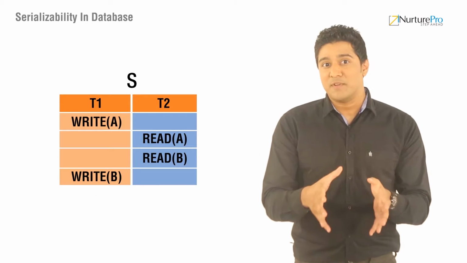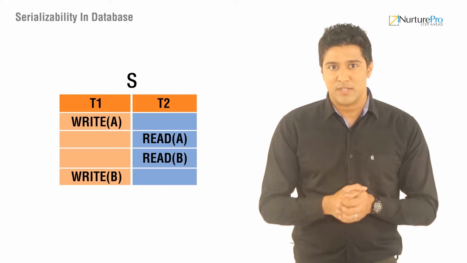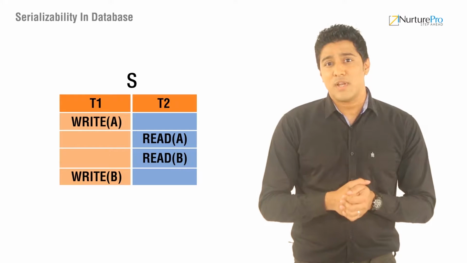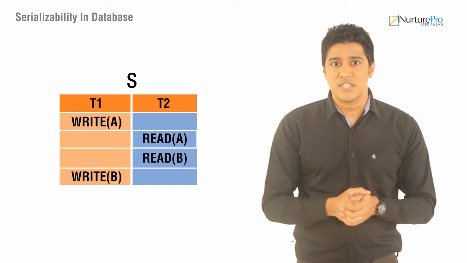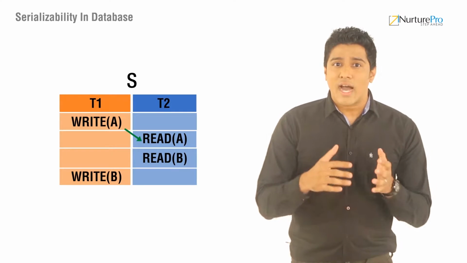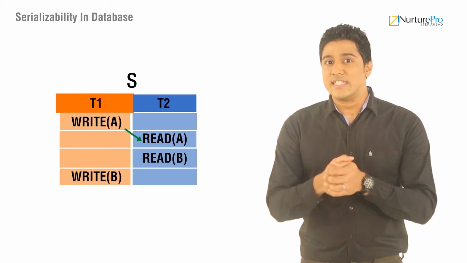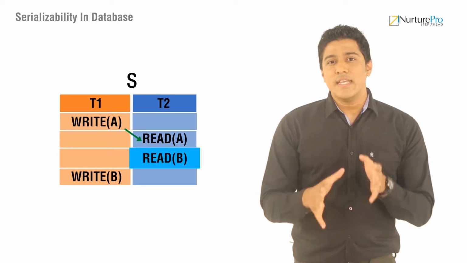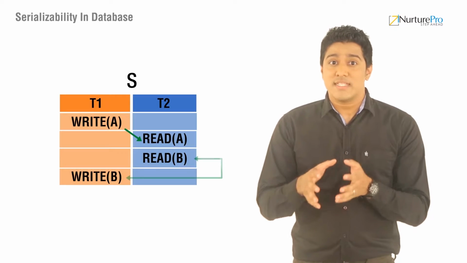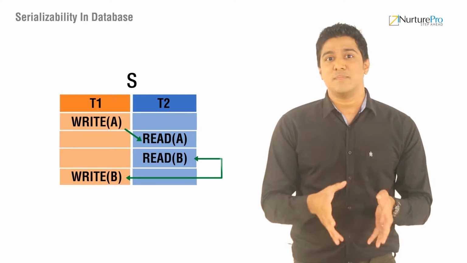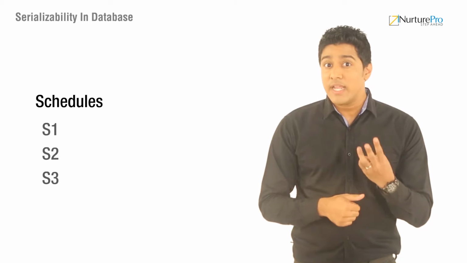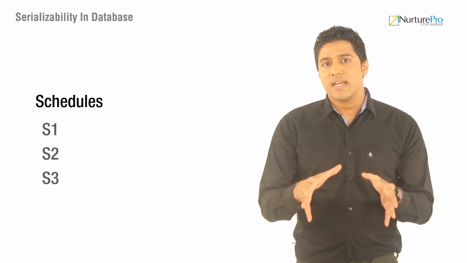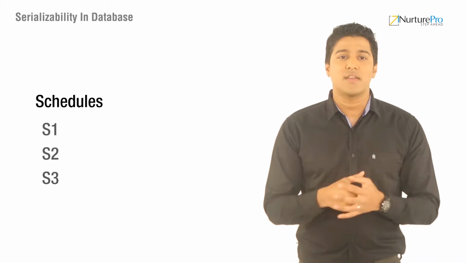Now let us take an example and check for serializable schedule. Consider a schedule S shown on screen, where the data item for read A operation in T2 is executed after updating write A operation in T1. Similarly, read B operation in T2 is executed before updating write B operation in T1. Now let us consider three schedules S1, S2 and S3 and check whether they are serializable with S or not.